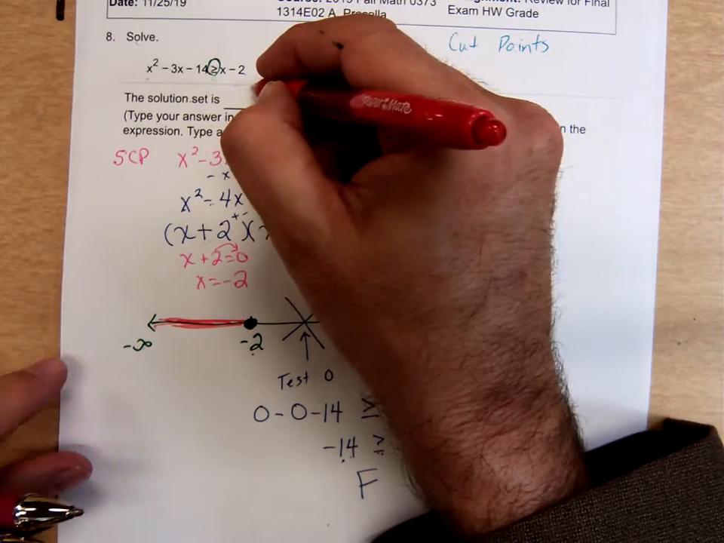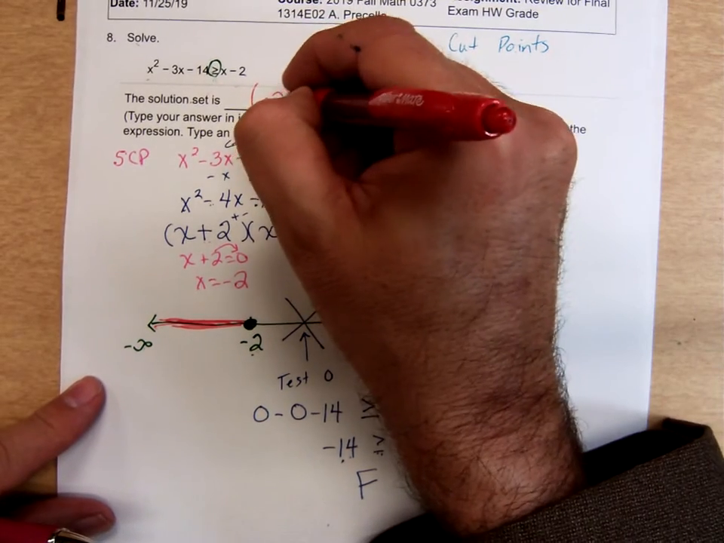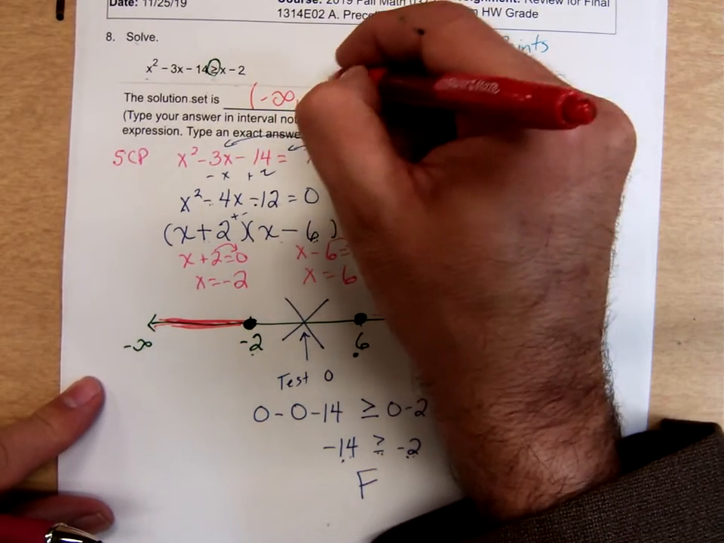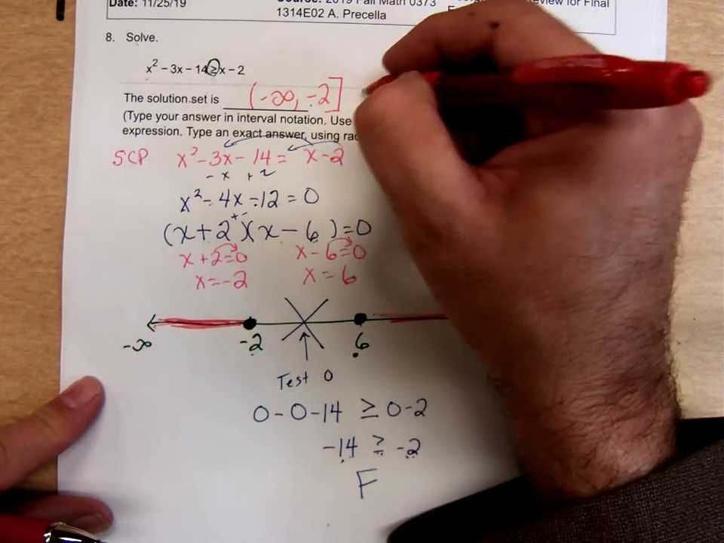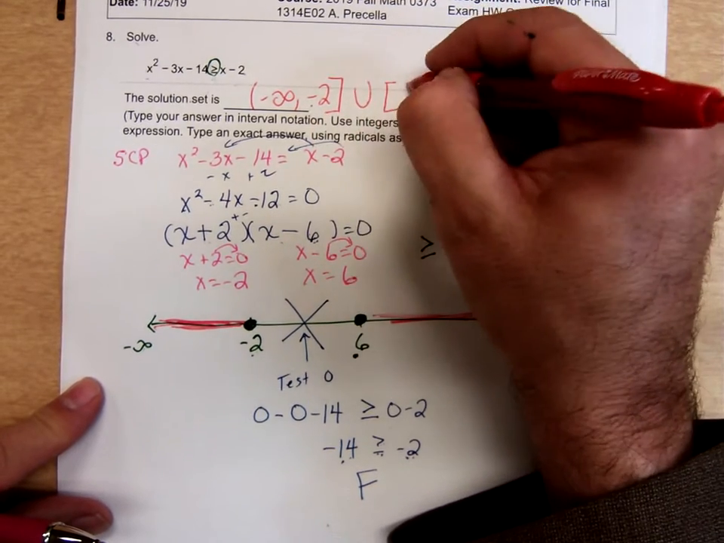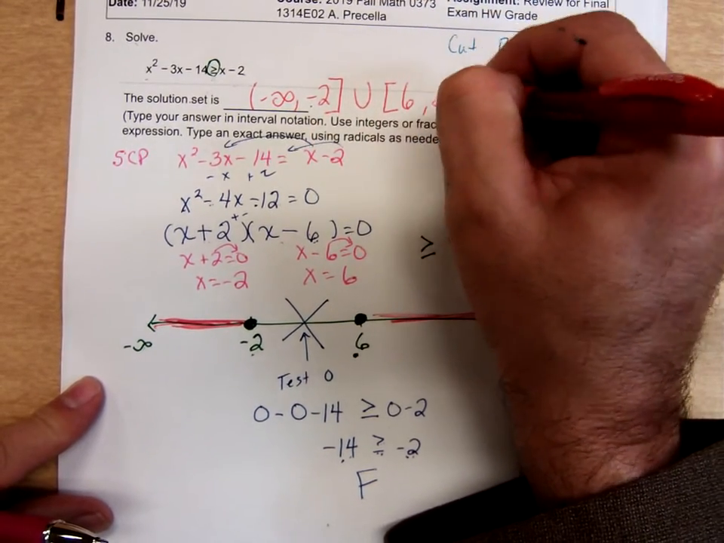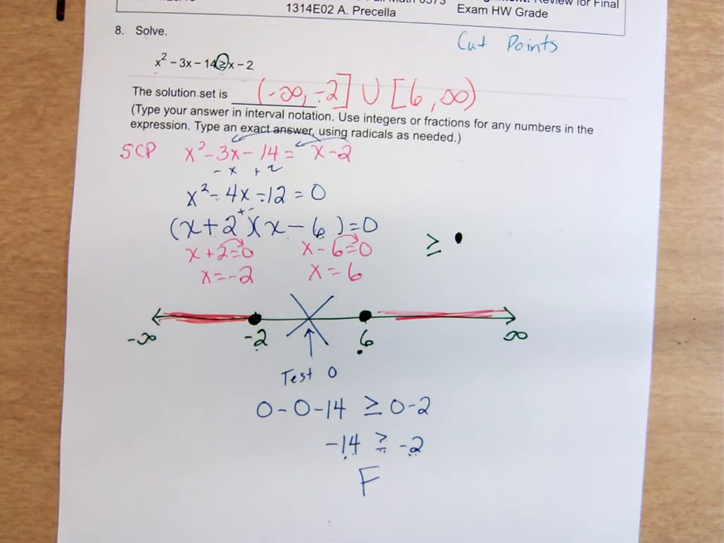Its solution set is negative infinity to negative 2, square bracket, union, square bracket, 6 to infinity. Union just means it's together on the same number line.